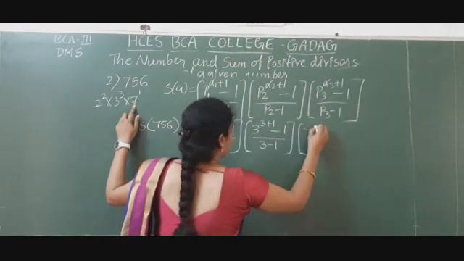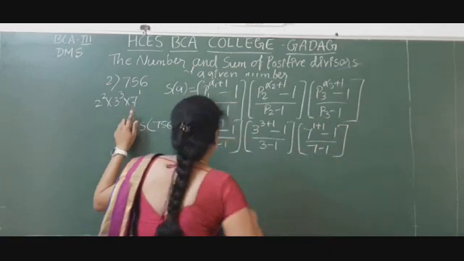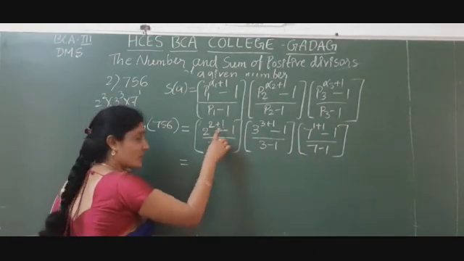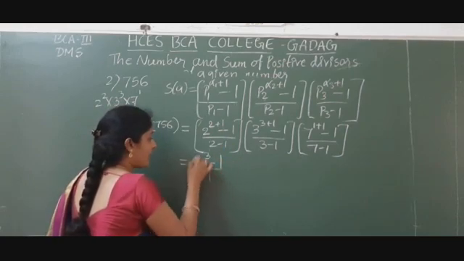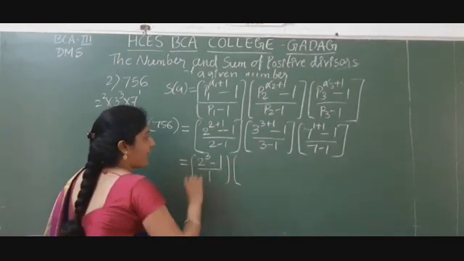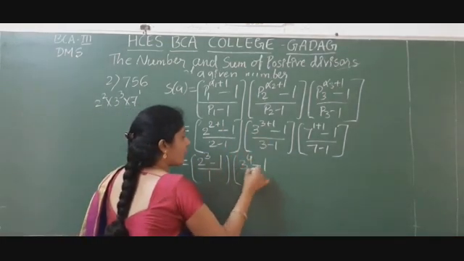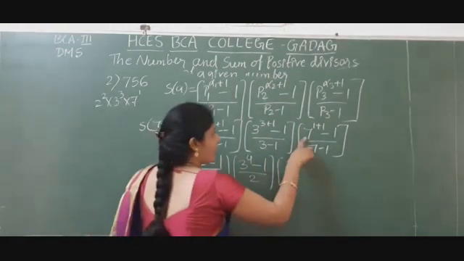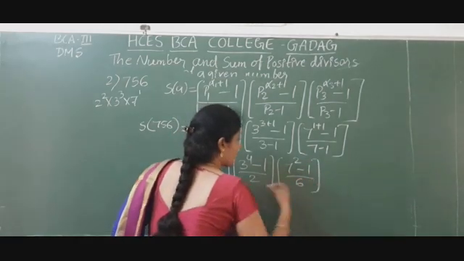7 raised to 1 plus 1 minus 1 divided by 7 minus 1. Okay. Now simplify this. 2 raised to 2 plus 1, that is 2 raised to 3 minus 1 divided by 1. Next, 3 raised to 4 minus 1 divided by 2.